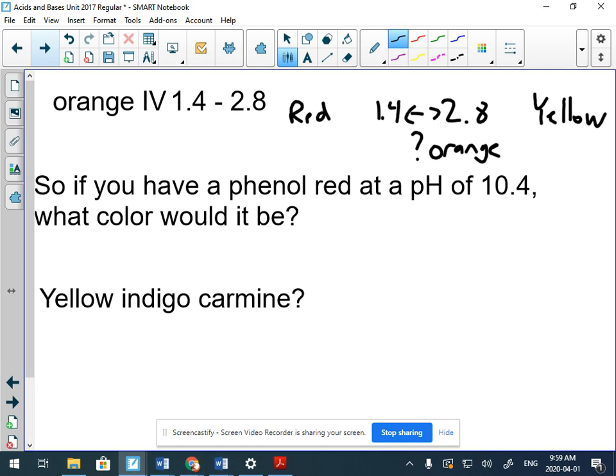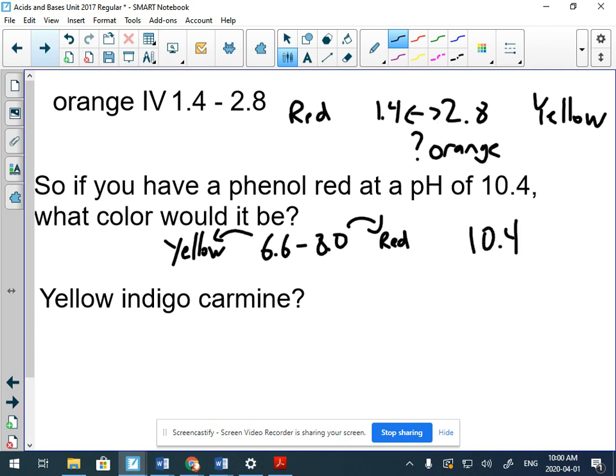Okay, so let's say you had a phenol red solution and you tested something that had a pH of 10. What color would phenol red be? Phenol red has a pH range of 6.6 to 8.0. Phenol red at 6.6 and less is yellow. Phenol red at 8.0 and higher is red. So if you tested something with a pH of 10, what color would it be? Well, 10 is way over here, so it's red.